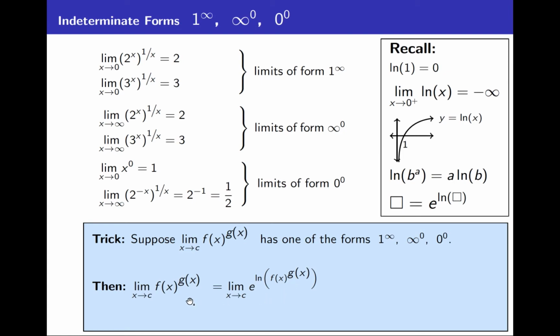So we've just replaced the f of x to the power of g of x with e to the power of ln of f of x to the power of g of x. That's what we did here. So these two limits are equal. Now the next thing we're going to do is look at this exponent. It's ln of f of x to the power of g of x. We can use this property to bring the g of x down in front of the ln. So we get the limit as x approaches c of e raised to the power of g of x times ln of f of x.